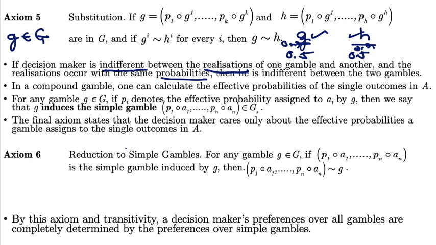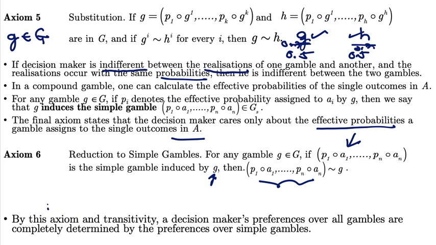So the final axiom states what? It states that the consumer only really cares about the effective probabilities a gamble assigns to the single outcomes in A. So axiom 6 says how we can reduce all different types of gambles here, using the axiom, to simple gambles. For any gamble, call it G, which is an element in the set of gambles, capital G, if this is the simple gamble induced by G, then this one is actually an equivalent relation of G.